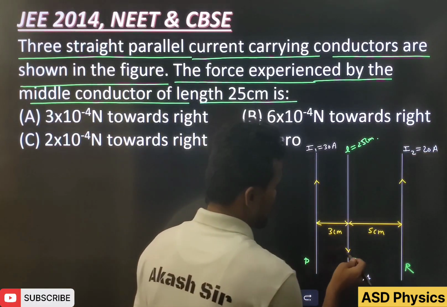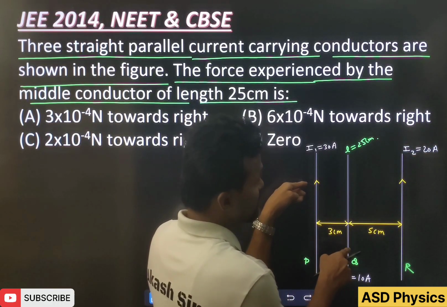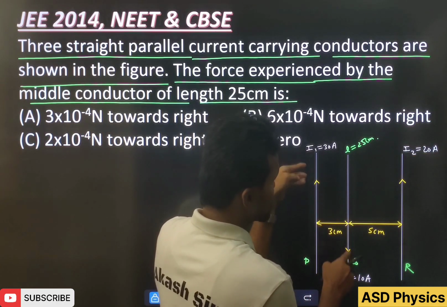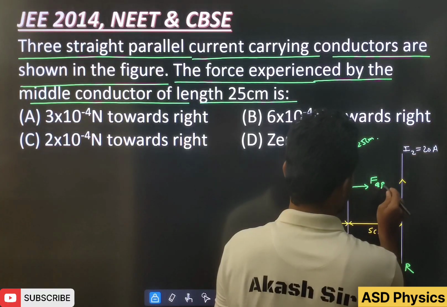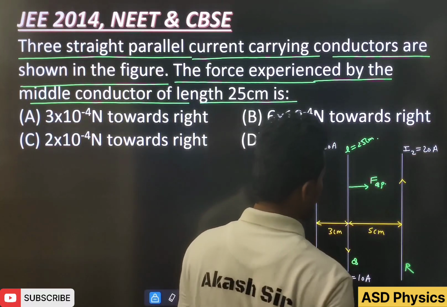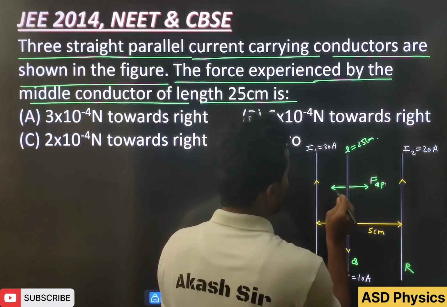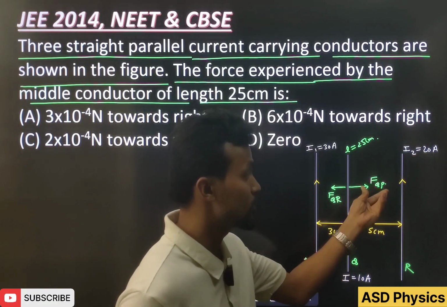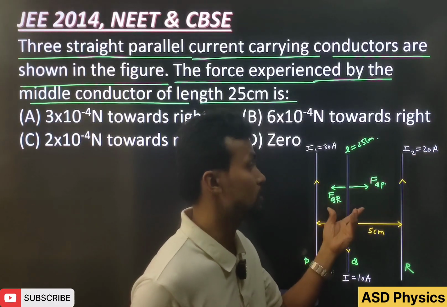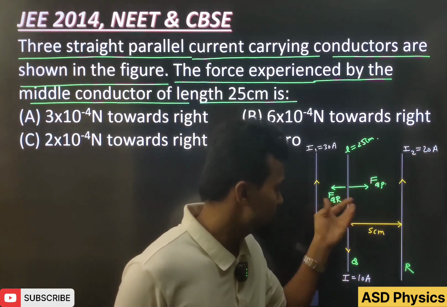See here, this current and this current, both in which direction? Kindly see, both these currents are in which direction? Opposite direction. This is upward, this is downward. That means repulsion will happen. Here I can write force on Q due to P. After that, again you see, this current upward, this current downward, again repulsion. That means here again one force will be there. This I will write as force on Q due to R. So this is force on Q due to P, and this is force on Q due to R. Both are in opposite direction. That means to calculate the net force, we have to just subtract the forces.